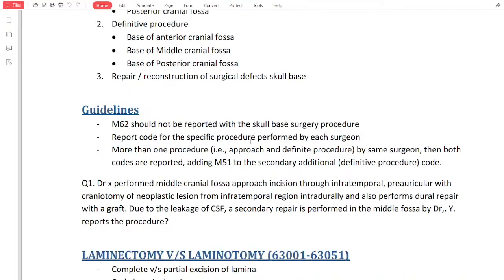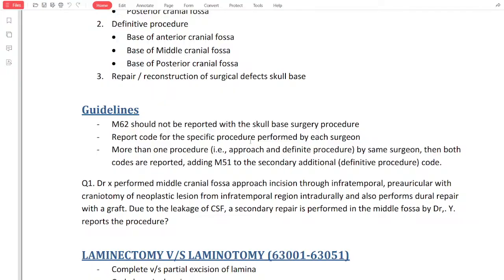The main important thing in skull base surgery procedures is that modifier 62 should not be reported with the skull base surgery procedure. M62 is not an ICD code. Do not use M62 with the skull base surgery code. Report the code for the specific procedure performed by each surgeon. And if more than one procedure is performed by the same surgeon, then both codes are reported, adding modifier 51 to the secondary additional procedure.